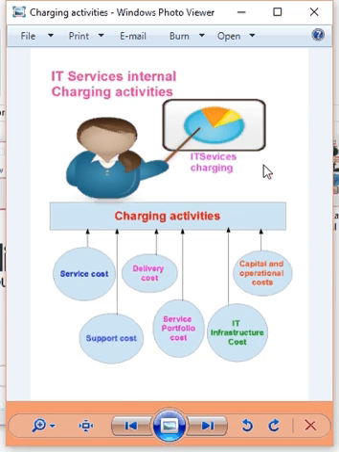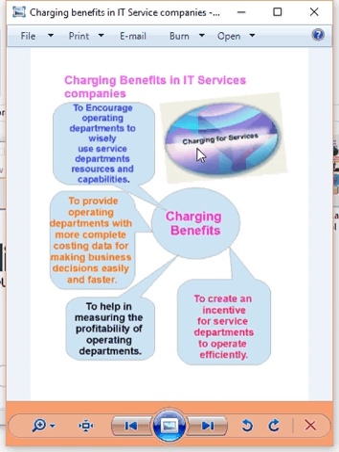Next is IT services internal charging activities, and how the charging activities are maintained with the different components under the business structure. This is going to be explained. And next is how charging benefits in IT services companies can happen. These are different benefits through the charging activities where you are going to apply it. That is going to be covered.